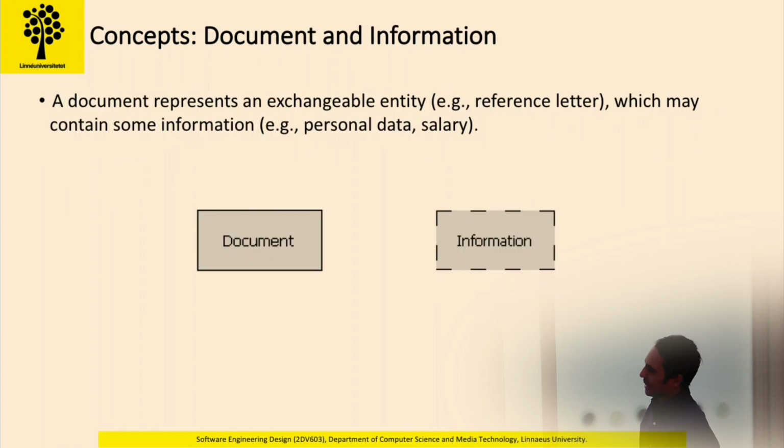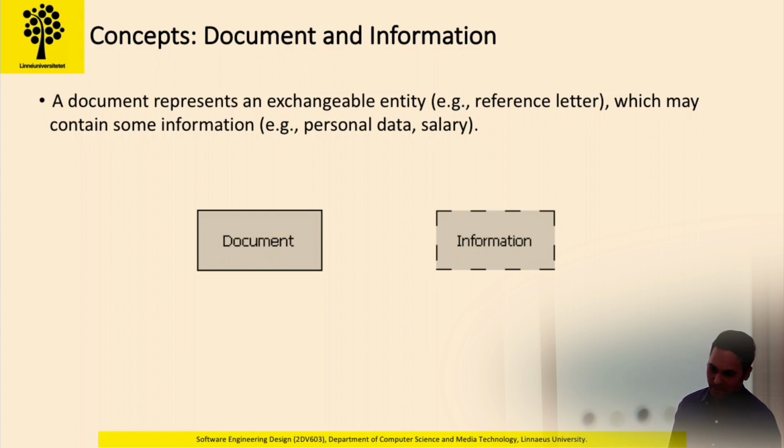Then there is also document and information. So I mentioned before we have this information view. The information view represents everything about document and information. A document can be anything, a file or a paper or letter or anything, but the information can be a small part of it, like salary or age or address or any kind of personal information. So information is basically part of the document.